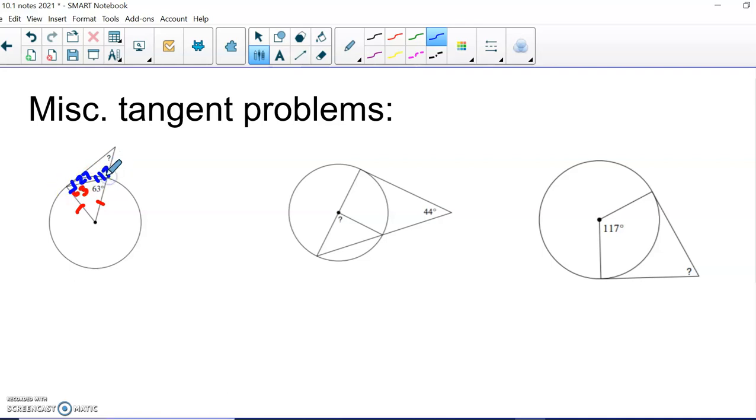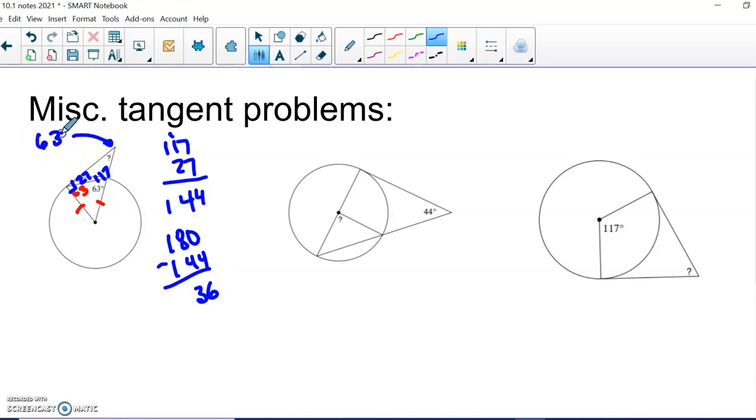And then to finally answer their question, what's this missing angle? We know all triangles have 180, so I'm going to take 117 plus 27. It's like 144. I'm going to take 180 minus 144, and that looks like 36. So to answer their question, what's the missing angle? It's 36 degrees.